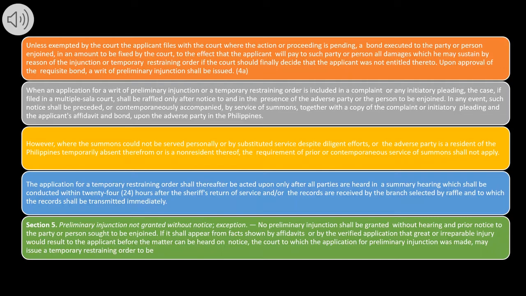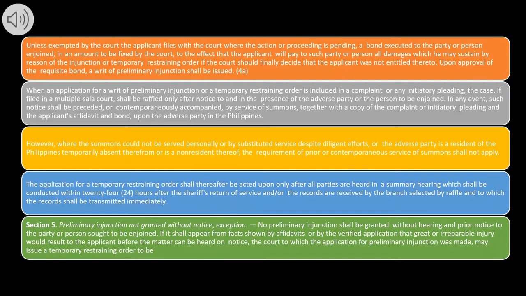Upon approval of the requisite bond, a writ of preliminary injunction shall be issued. 4a. When an application for a writ of preliminary injunction or a temporary restraining order is included in a complaint or any initiatory pleading, the case, if filed in a multiple sala court, shall be raffled only after notice to and in the presence of the adverse party or the person to be enjoined.